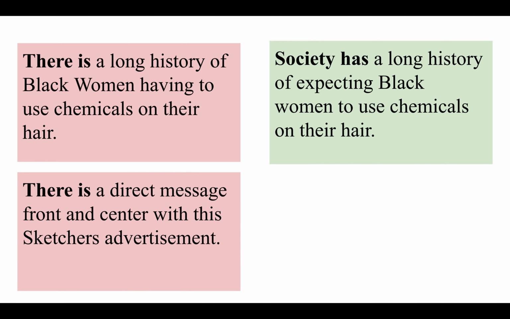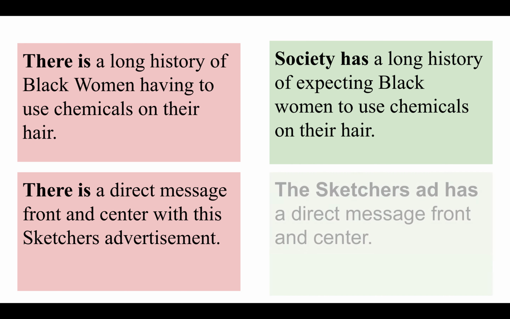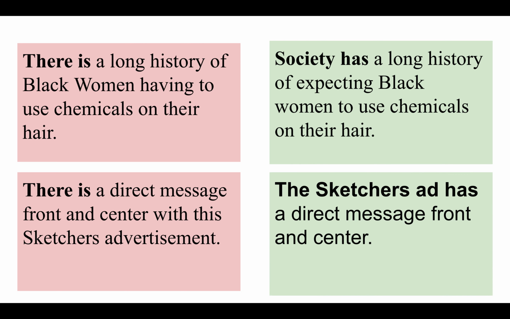There is a direct message front and center with this Skechers advertisement. So you want to think who has the message. You could start that in the beginning. The Skechers ad has a direct message front and center. Now, "has" is still a be verb, but we have eliminated the pronoun be verb, and this is much clearer because the subject is right out front and it's got the be verb, and that's okay.